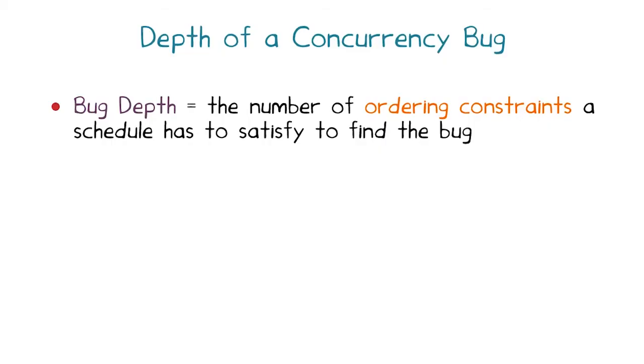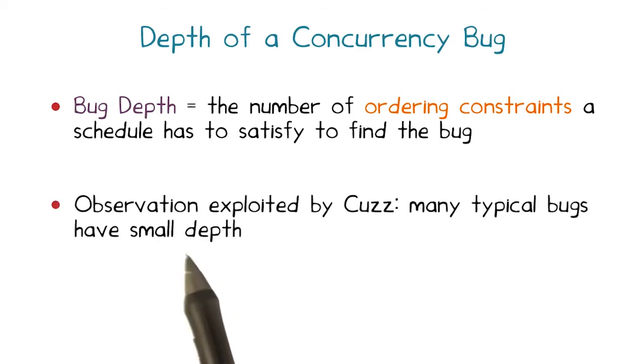The greater the bug depth, the more constraints on program execution need to be satisfied in order to find the bug. This in turn means that more things have to happen just right for the bug to trigger. The observation exploited by Cuzz is that concurrency bugs typically have a small depth.